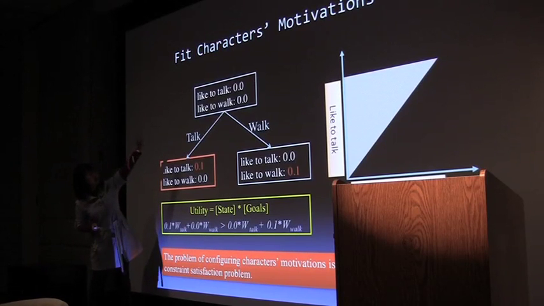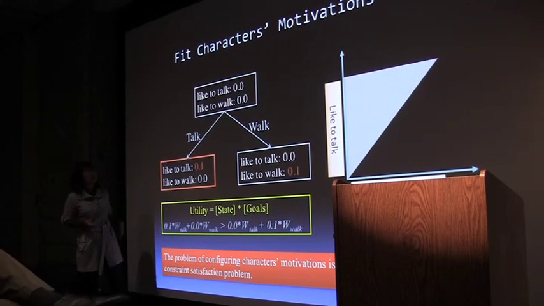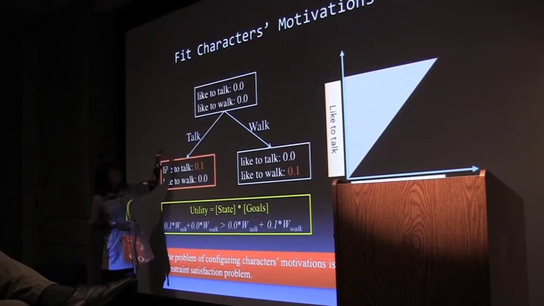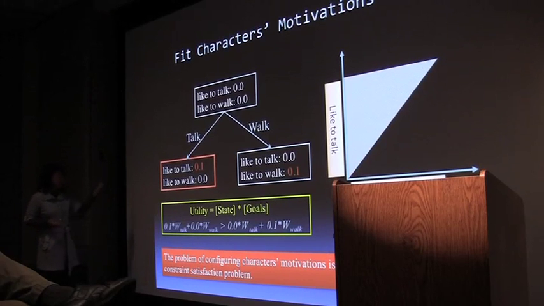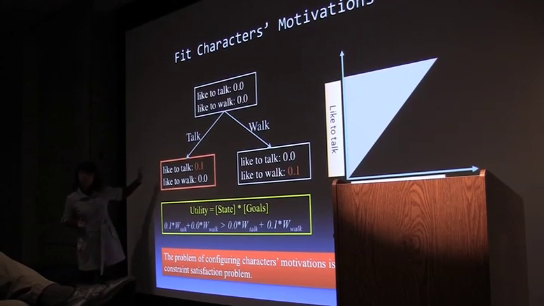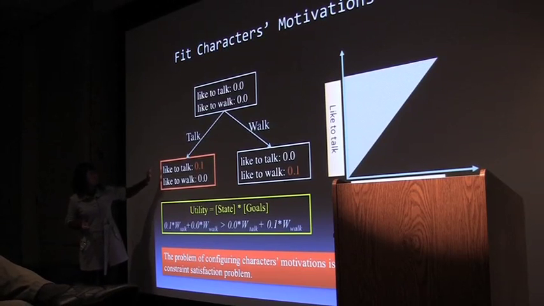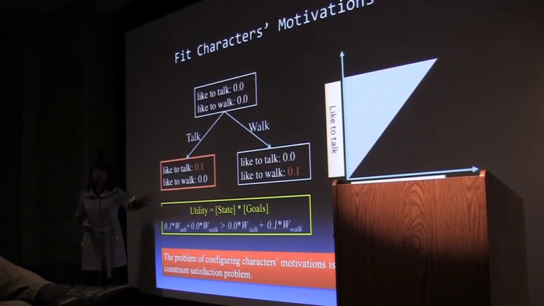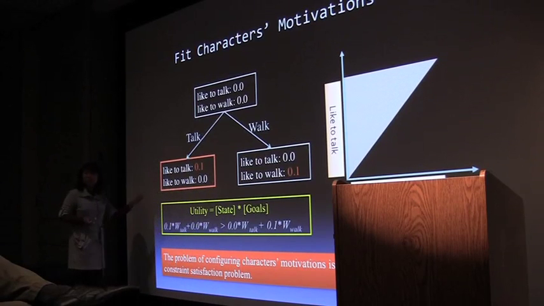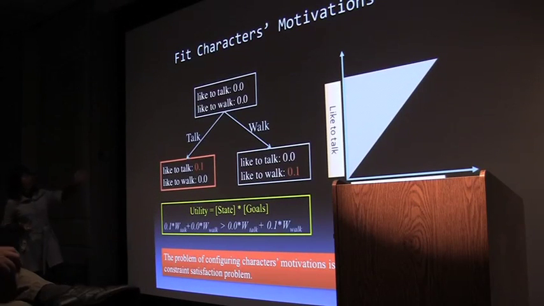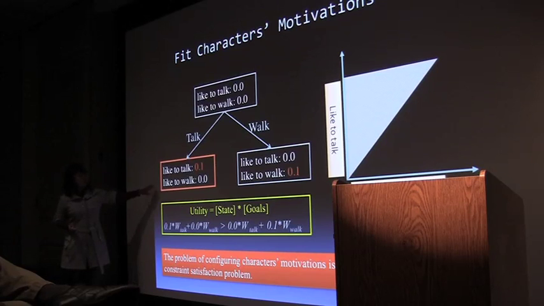The context basically represents the initial status of the character, right? So to enable the character to favor the action of talking versus the action of walking away in that context, basically we're saying the utility associated with this state should be higher than the utility associated with that state. So this will enable the agent to choose this action.